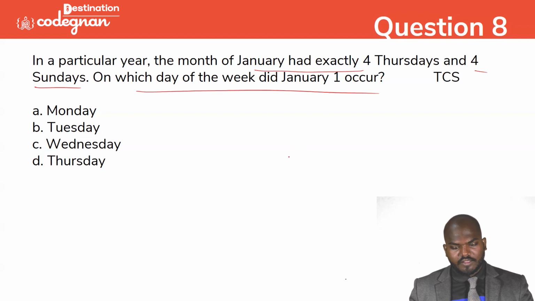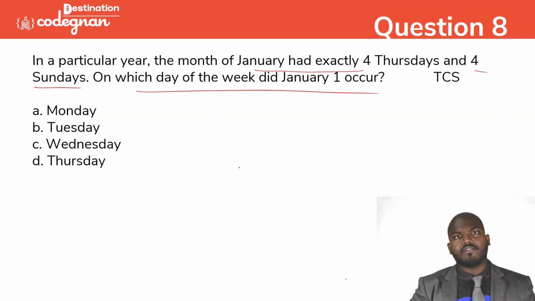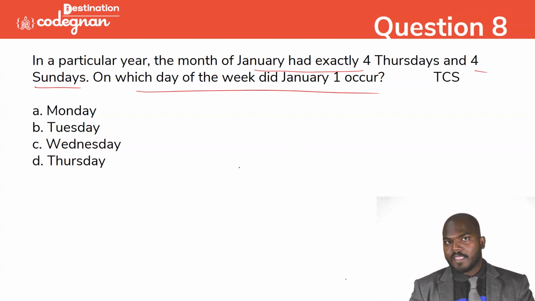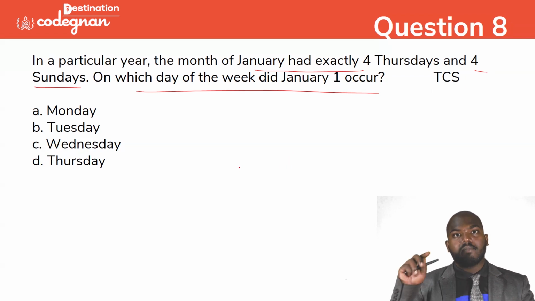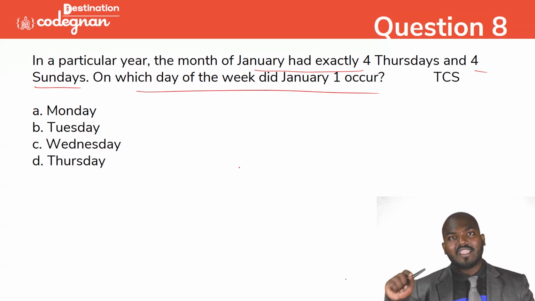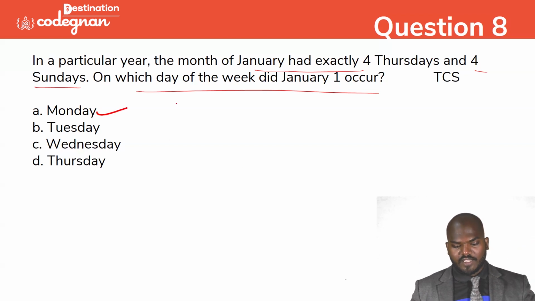If the month starts only on Monday, then it will complete the full week. If it starts on any day other than Monday, it will not complete all the 4 Sundays, and the 4 Thursdays will not come at all, because 4 times 7 is equal to 28. It needs to complete the complete cycle there. So for that reason we can't take the value. So obviously my answer is Monday, the only value.